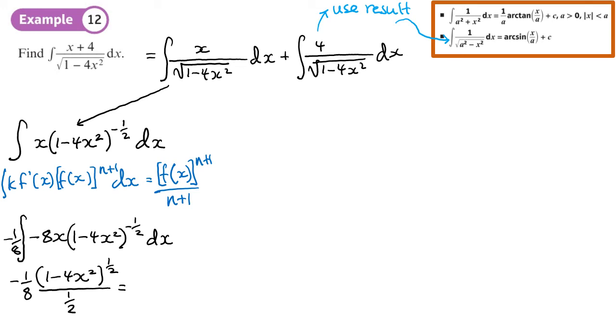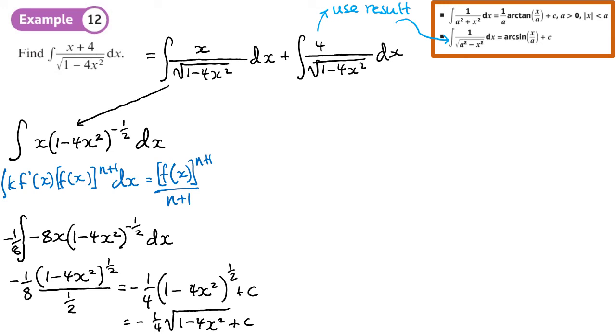So from there I'll get negative a quarter times 1 minus 4x squared to the half. Okay, so this is only half the answer. I'll put maybe plus c at the end. Actually, I'll put plus c here, but I'll remember there'll just be 1 plus c for the whole thing. So that could be written instead as negative a quarter square root 1 minus 4x squared plus c. So we've got half our answer.